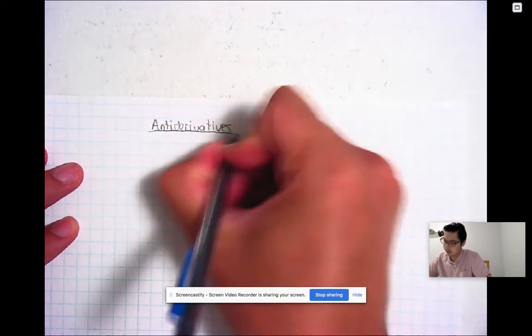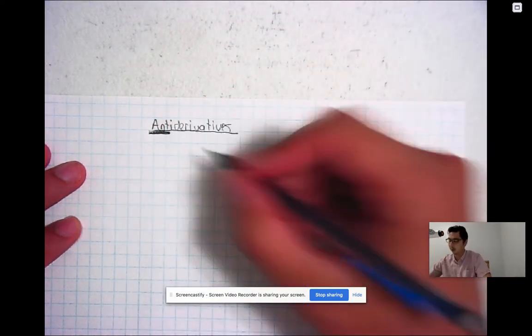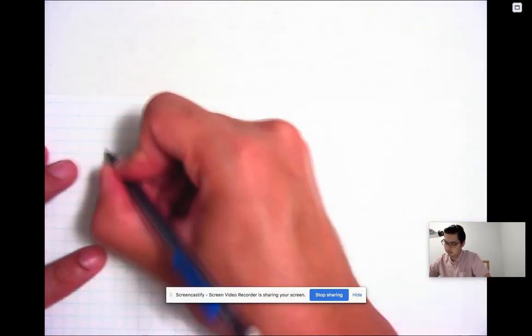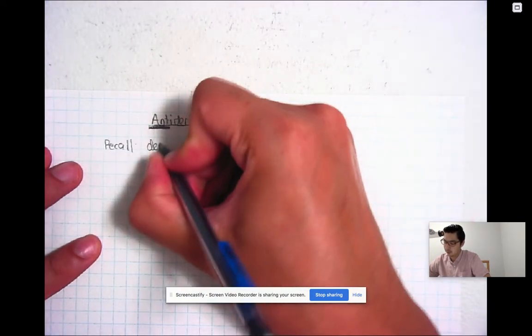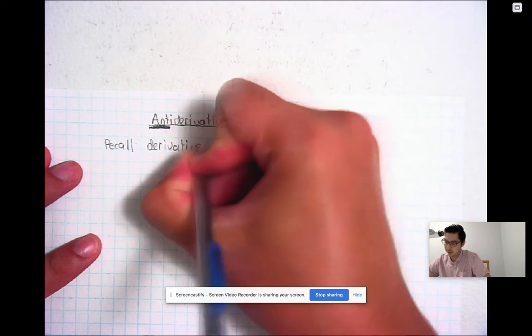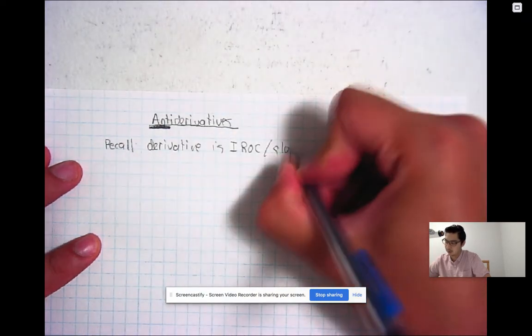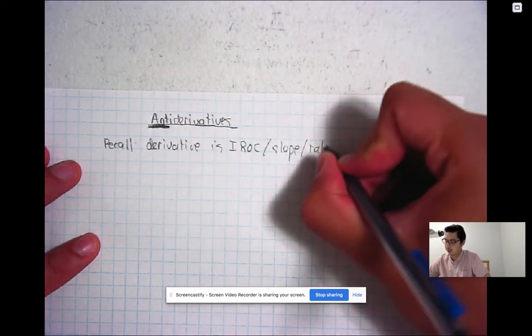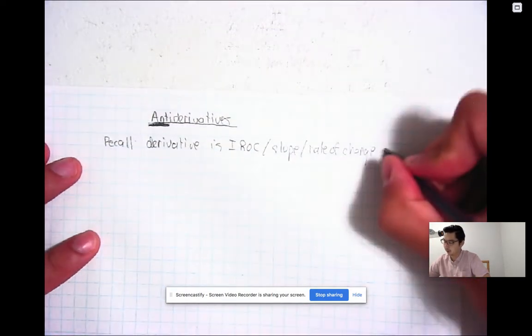Note the anti in front there, anti. So we've learned what a derivative is. We can look at the definition, but really derivative is the instant rate of change. It's the slope / rate of change at a particular moment, at a specific moment.